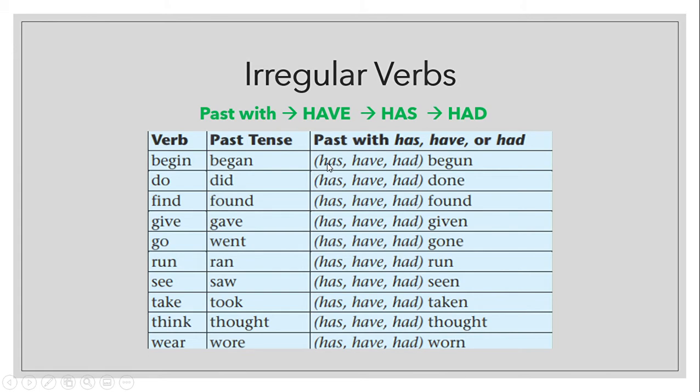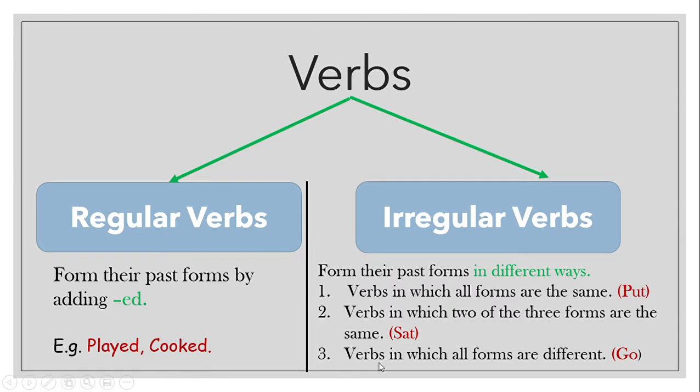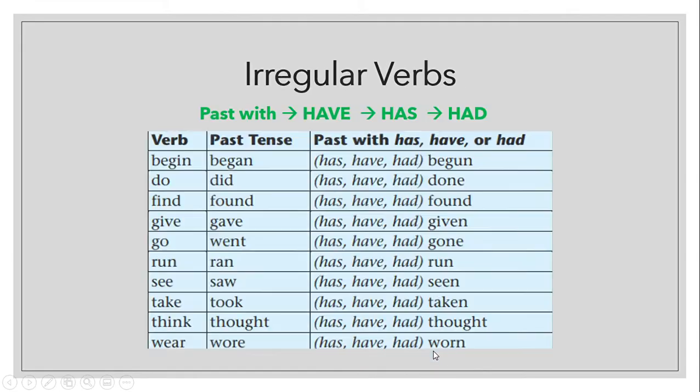Okay? Clear? So we have begin, began, begun. Do, did, done. See, 3 different forms. So here we are dealing with this part, verbs in which all forms are different. Number 3. Begin, began, begun. Do, did, done. Find, found, found. Here again, find, found, found.